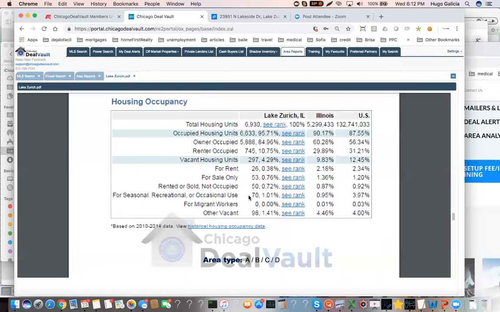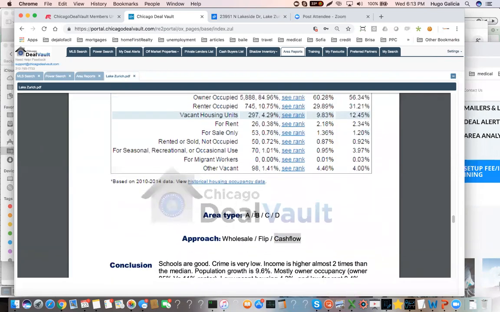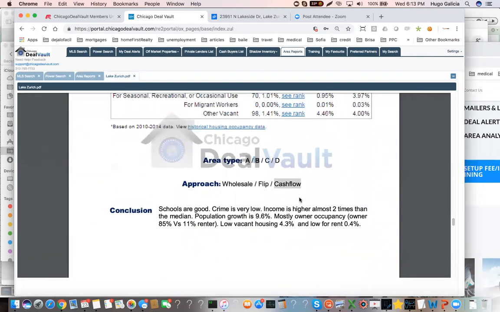Scrolling down, owner occupancy is 84.96, so 85%, which is great. The higher the better, because that tells you that there's a lot of pride in ownership, okay? And then look at this, renter occupancy, it's 10%. So there's very few rentals in this area. And then obviously the vacancy rate is lower. It's only 4.29, okay? Anything that is higher than 10%, you need to stay away because otherwise it's gonna affect your numbers. So this is a B area. We recommend a cash flow approach.